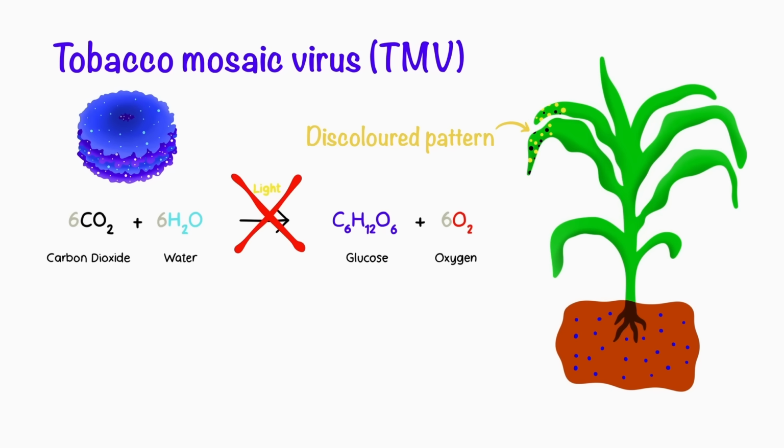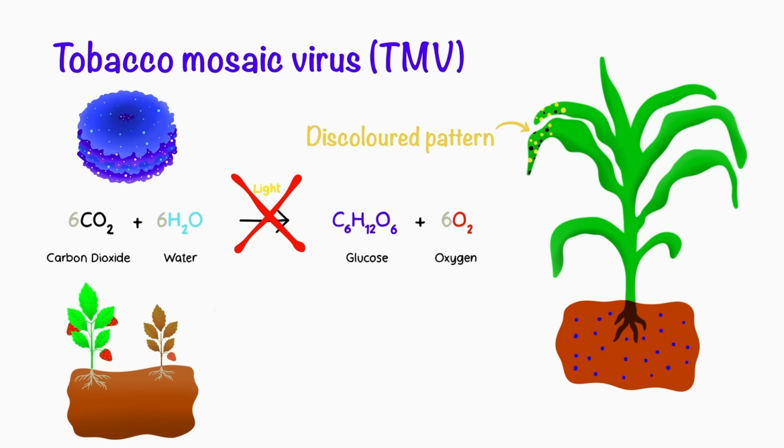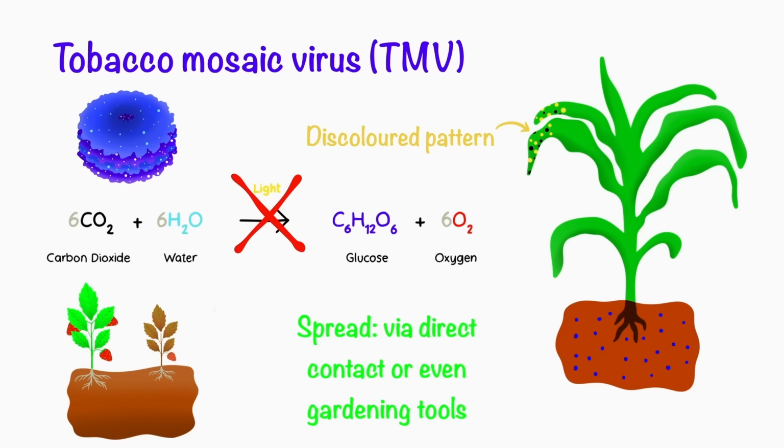The discoloration means the plant can't photosynthesize properly, which affects growth. Infected plants often produce fewer fruits and may be stunted. TMV spreads when plants come into contact with each other or through gardening tools. Unlike animal viruses, it doesn't need vectors like insects to spread.